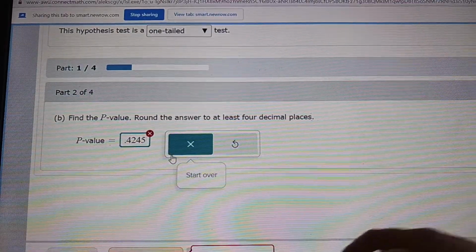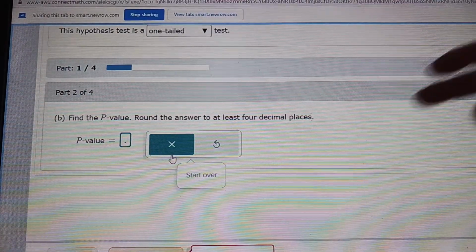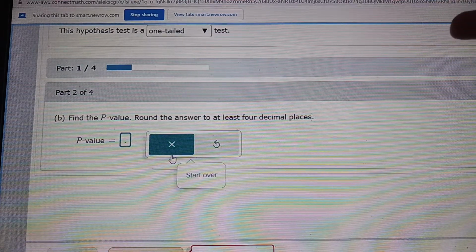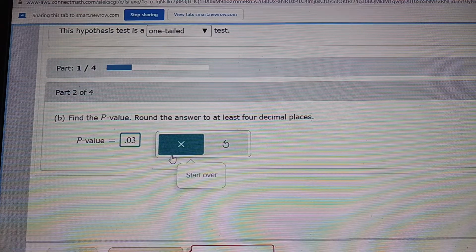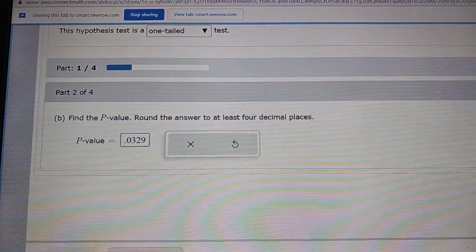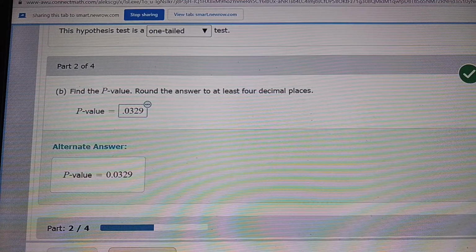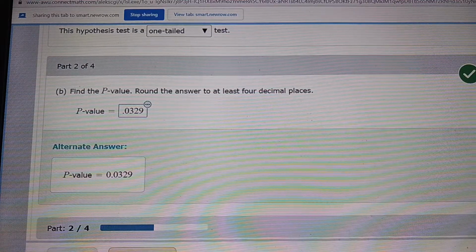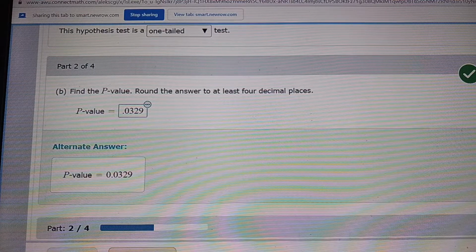So yeah, if you have a typo, that's the one downside. You'll never know it's wrong because you don't get the advantage of this where it tells me I made a mistake. So 0.03289, so I'll bump that up to 0.0329. So I would have missed that if I was taking the test. That was 2 points for that part. I would have lost 2 points. So watch out for careless typos.